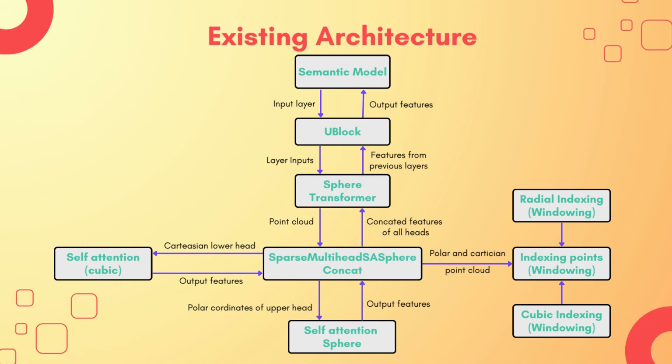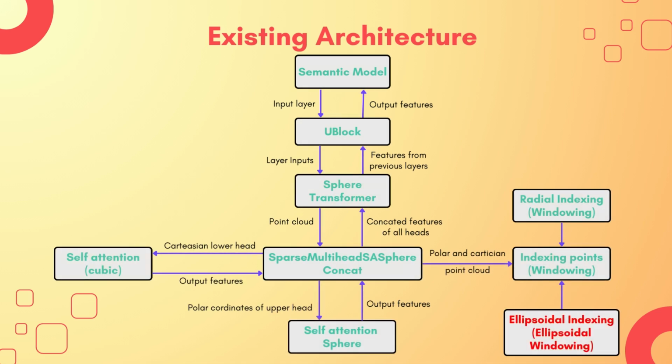Let's review the existing SphereFormer CNN architecture. It starts with a semantic model that uses uBlock to extract features, which are then passed through a linear layer for classification. The uBlock, functioning like a standard U-Net, applies the sphere transformer using sparse multi-head self-attention sphere concat to extract features via cubic and radial indexing. The indexed point cloud is processed with self-attention functions, and the features are concatenated and returned.